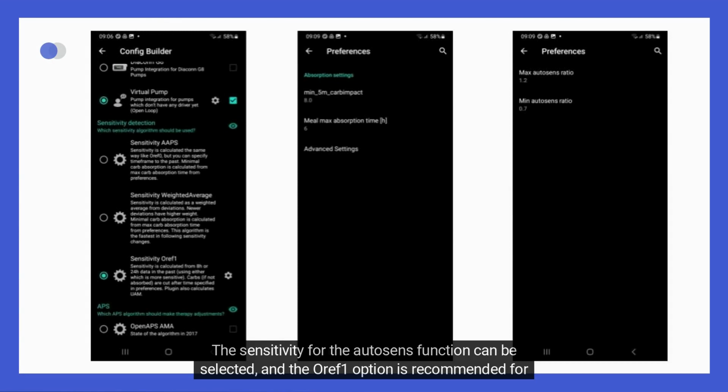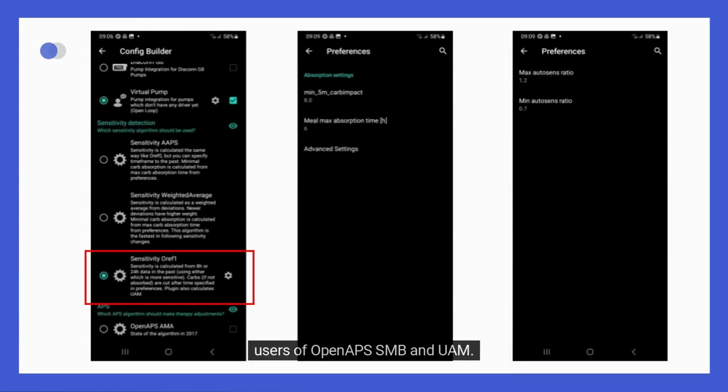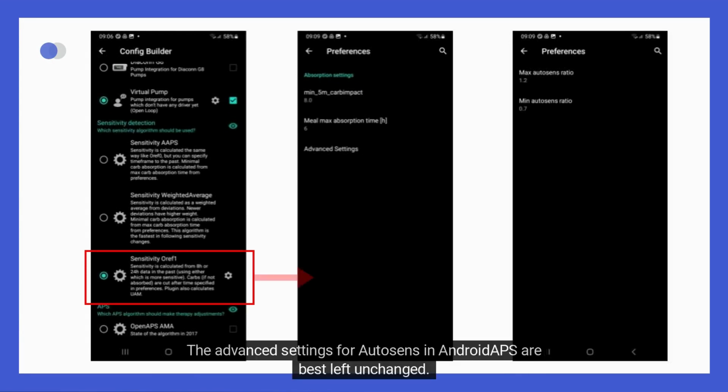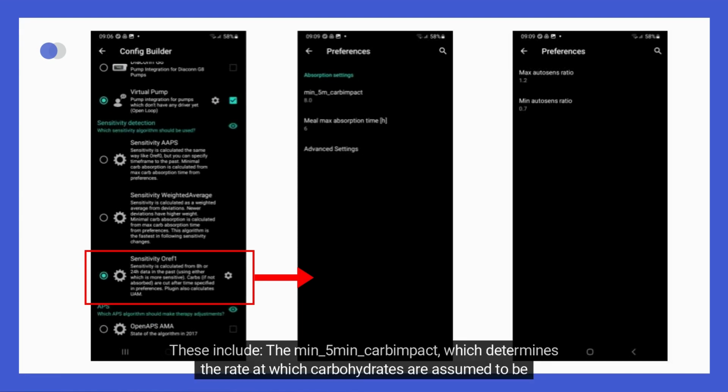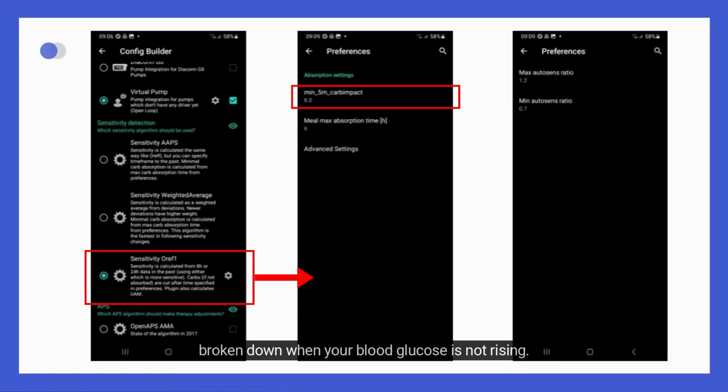The sensitivity for the AutoSense function can be selected, and the ORF1 option is recommended for users of OpenAPS SMB and UAM. The advanced settings for AutoSense in AndroidAPS are best left unchanged. These include the min carb impact, which determines the rate at which carbohydrates are assumed to be broken down when your blood glucose is not rising.